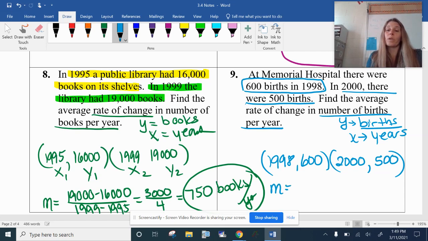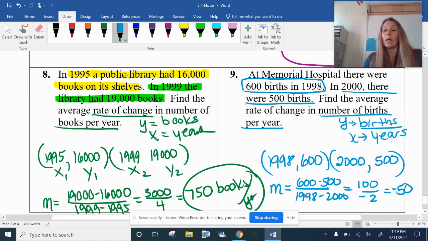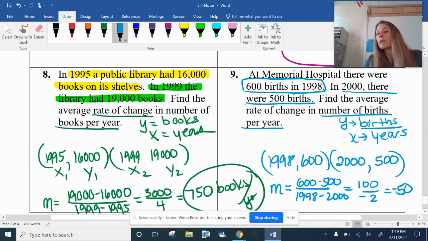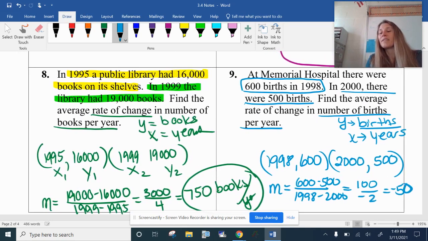So now this time, if I decide I want to do 600 minus 500, then I would have to do 1998 minus 2000, which will give me a negative. So 600 minus 500 equals 100, but then 1998 minus 2000 is negative 2, which gives me an answer of negative 50. Negative 50.